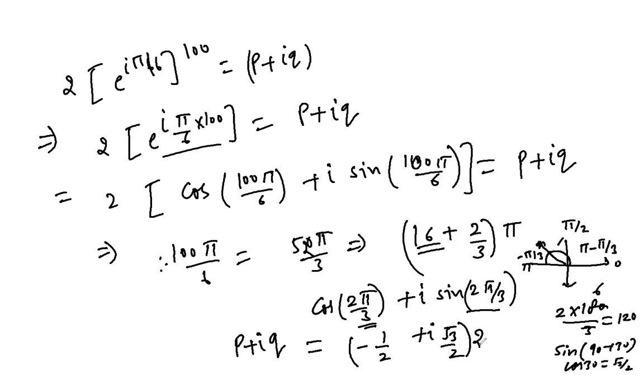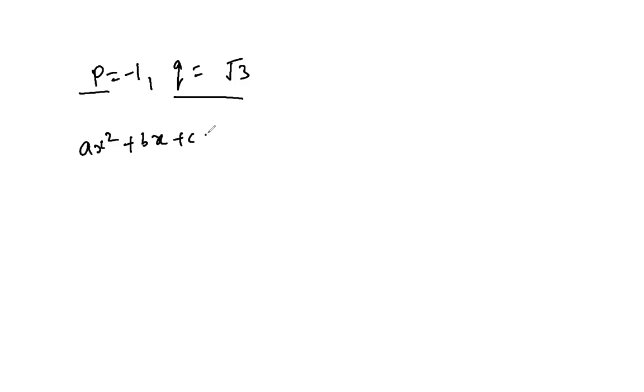From here, if you multiply 2 inside the bracket, this 2 will cancel out, and then by comparing the left hand side and right hand side, you can have the value of p and q. The next thing is how to write down the quadratic equation if these are two roots. So you have a quadratic equation in the form of ax square plus bx plus c, and let's say alpha and beta are roots of the above equation.